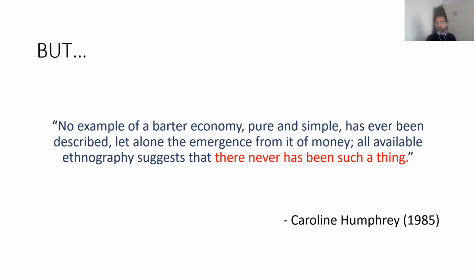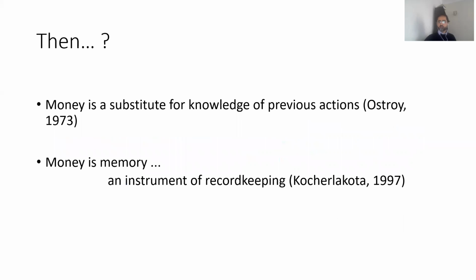So that opens a question then, if money did not emerge from barter, then where did it come from? Why did humans ever need money to start with? There are some possible explanations. So some of the possible explanations suggest that perhaps money works as memory. Money is a substitute for knowledge of previous actions.